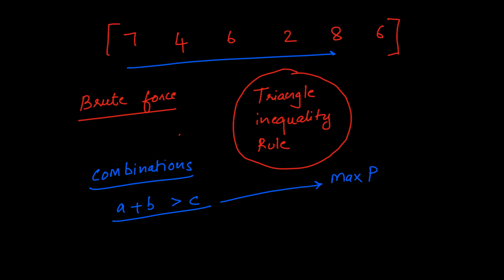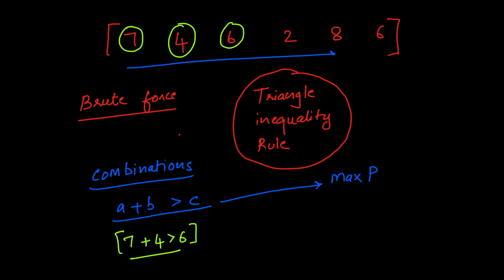Let's do a quick dry run where A is pointing at 7, B is 4, and C is 6, which are next to each other. Applying the formula to decide if this combination will give us a valid triangle. Yes, it will, because A plus B, that is 7 plus 4, is greater than 6, which means we can use it as a valid triangle. So we'll calculate its perimeter, compare it with the max P, and override it if the value is greater. In this case, the perimeter is 17, which is highest so far, so we'll save it in the variable.